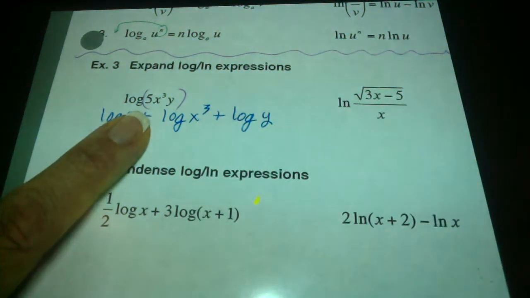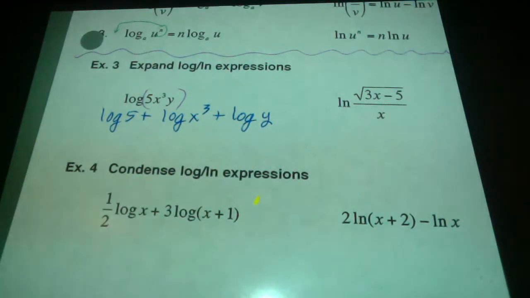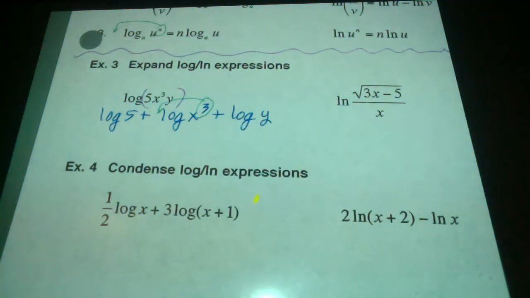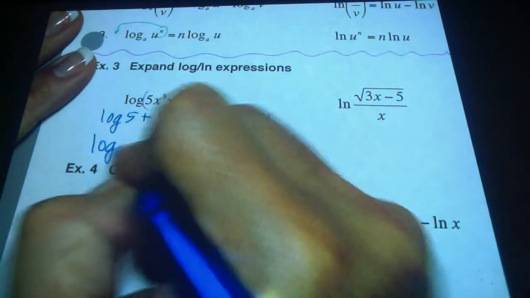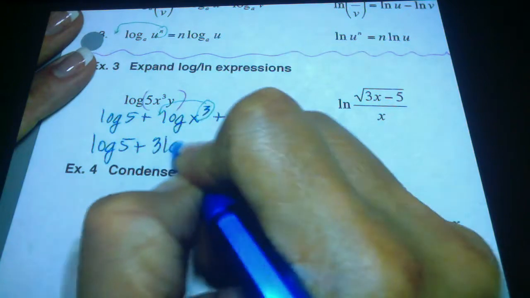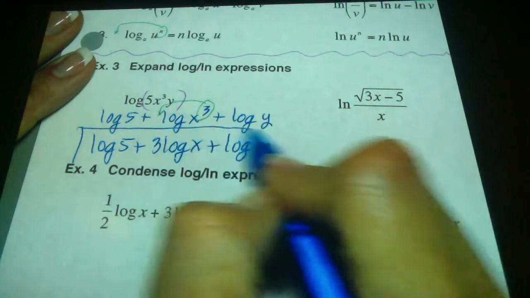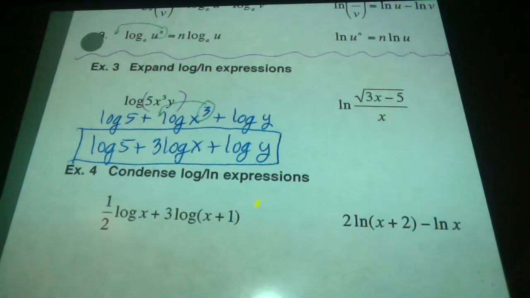I don't have a base showing here, but if there was a base, you'd have to write it in here. Because I don't have the base, it's understood to be 10. We're not done yet. We have to swing any exponent out in front of the log. So that one gets swung, and I get log of 5 plus 3 log of x plus log of y. That's your answer. I was just going to say, don't you remember doing this in algebra 3-4? Yeah, it should start to be ringing a bell.